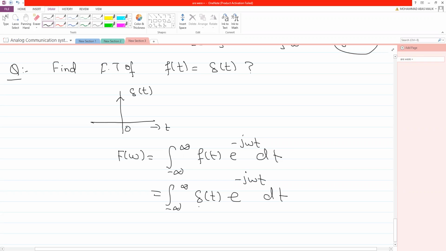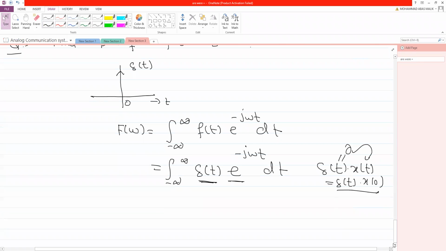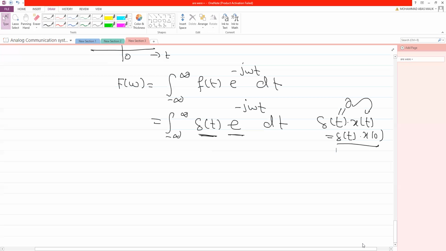I told you already, whenever delta t is multiplied by any signal, that is delta t into x of t, this will always be equal to delta t times x at t equal to 0. You put that here. I told you this property. Okay, so using the same property here, what you will get: integral from minus infinity to infinity of delta of t into e raised to the power minus j omega t, with t equal to 0, dt.